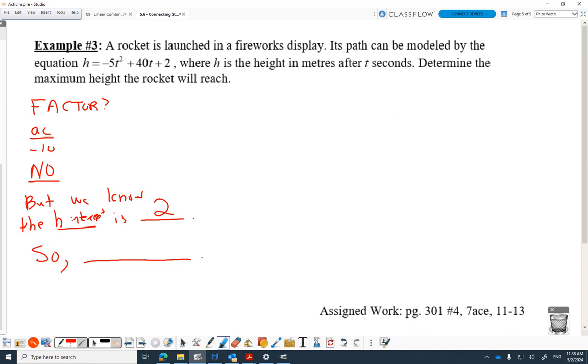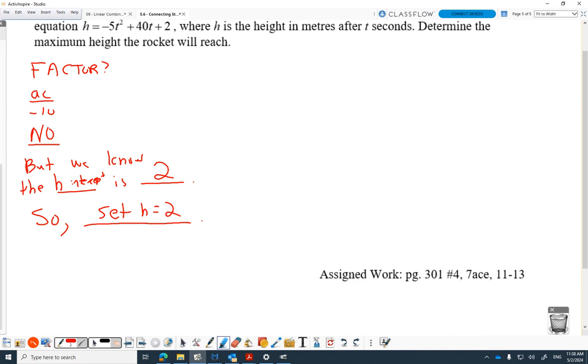So, set h equal 2. So I get this, which looks bad. It's so bad. 2 equals, look at this complicated equation, -5t squared plus 40t plus 2.